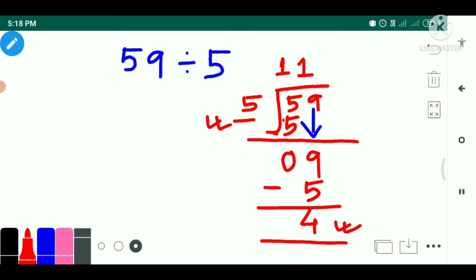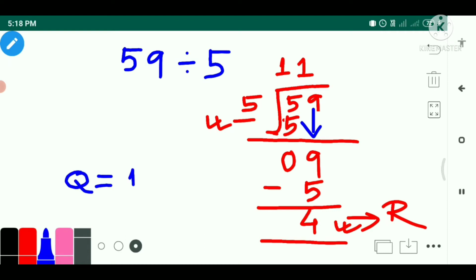Whenever we get a number that is smaller than the divisor, this number is what? Remainder. So here our quotient is 11, and our remainder is 4. Now we'll check whether our division is correct or not.